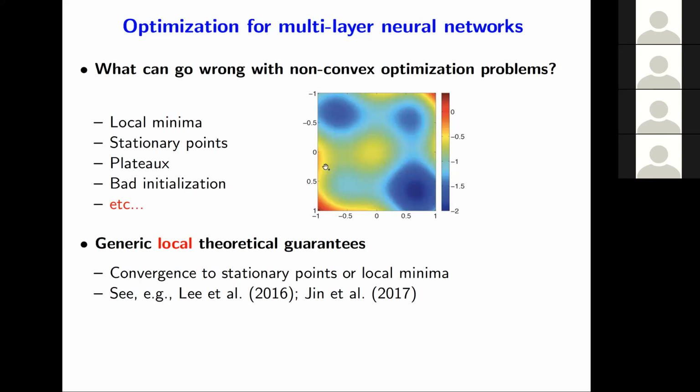If you're really good, you can make sure you obtain a local minimum and not a stationary point, typically by adding some noise. But this is only local. Our goal is to go global.